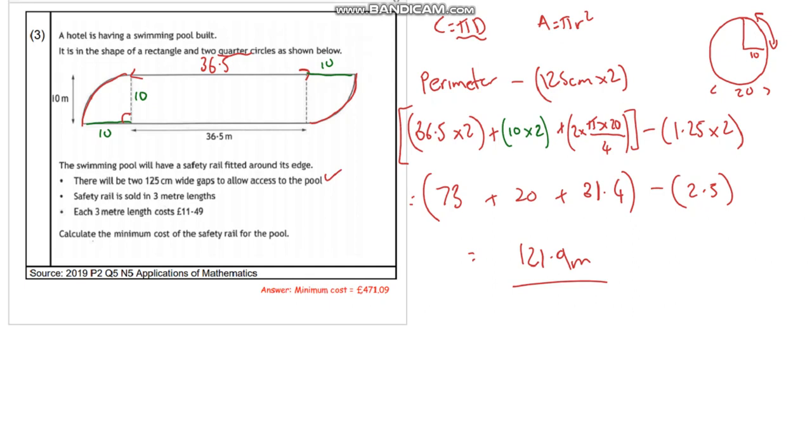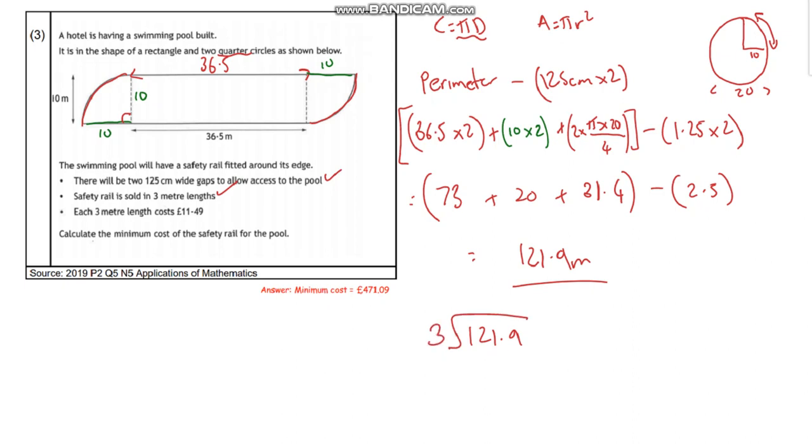From that, I'm then going to say what's sold in 3 meter lengths. Okay, so I need to divide that by 3. So 121.9 divided by 3. So that comes out as 40.6333, etc. So that means it's 40 and a bit. So that means I need 41 sections because I can't buy a bit of a section. I can't go in and say, hey mate, after 0.633 of a unit, it's going to be 41. So that's me out how many sections I've got.